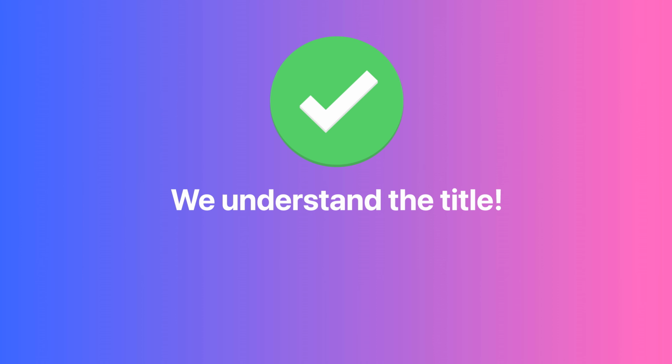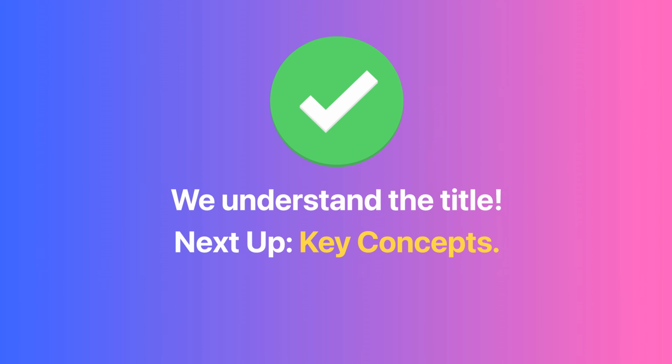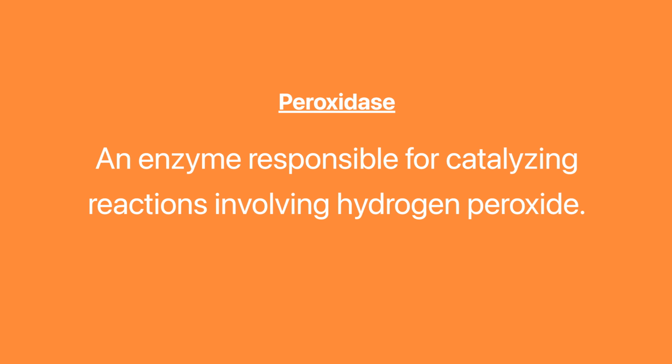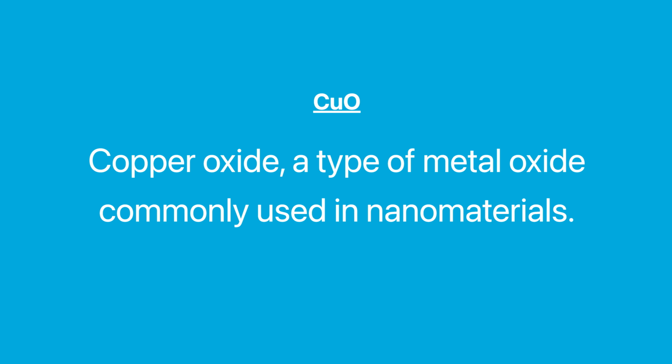the full paper, we'll need to catch up on some terminology, jargon, background information and context. Specifically, there are some key concepts you'll need to be familiar with. Let's define them now. Nanozymes: synthetic nanomaterials that mimic the structure and function of enzymes. Peroxidase: an enzyme responsible for catalyzing reactions involving hydrogen peroxide. CuO, copper oxide: a type of metal oxide commonly used in nanomaterials.